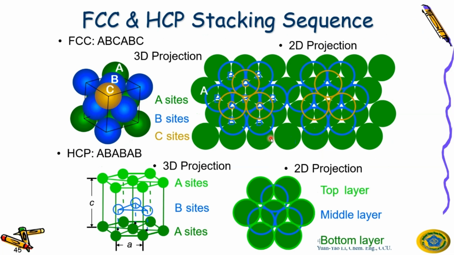So just to let you know, the comparison of the packing sequences here. For FCC it is ABC, ABC, ABC, ABC, ABC. For HCP it is AB, AB, AB. It looks very similar, right? That's why the APF is exactly the same, 0.74.